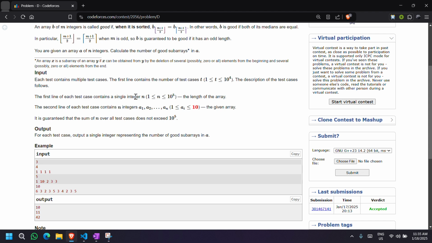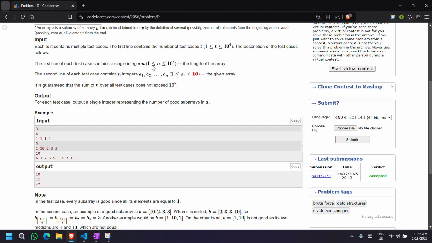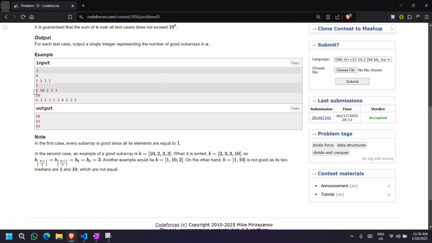First see the constraints: n is up to 10 to the 5 and all the elements are up to 10 only. This is a very important point. See the second sample: 1 10 2 3 3. Here one of the good even length subarrays is this, because when you sort it, it becomes 2 3 3 and 10, where both the medians, 3, are equal.